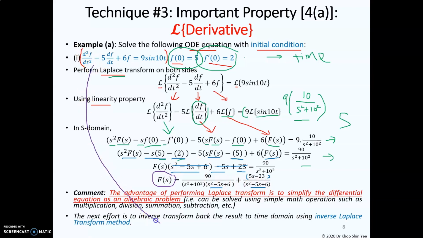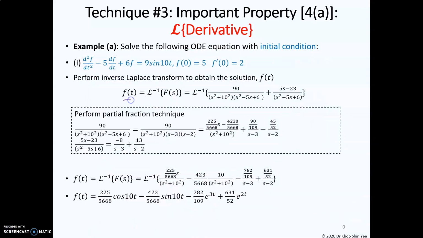But from the ODE, what we want is to find f(t). So you have to perform the inverse Laplace transform to find it. With that, we can find f(t) equal to the inverse Laplace transform of F(s). So we substitute F(s) here. You should perform the partial fraction technique to get this, where you have the quadratic factor and linear factor here. And for this term, you have a linear factor. After performing the partial fraction, you get the decomposition to be this.